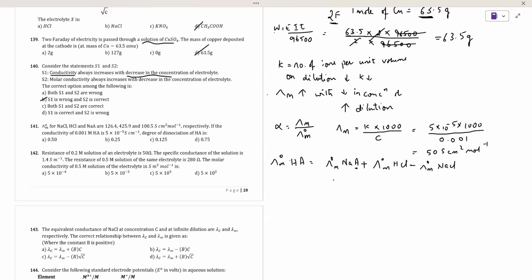Now let us substitute these values. What is the value of NaA? The sodium salt of the acid is 100.5, and HCl value is 425.9, minus NaCl, which is 126.4. If you simplify this, you get 400 Siemens centimeter square per mole. Now substituting this value as well as the earlier value in the formula, alpha is equal to lambda m by lambda infinity, which is 50 divided by 400, and units get cancelled. So the value becomes 0.125. So the answer is option C.